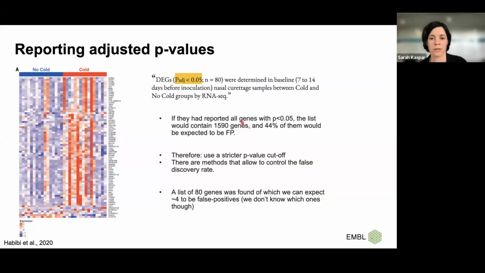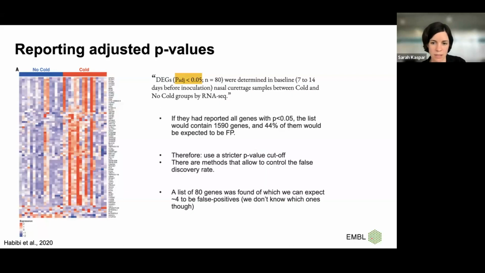So I looked a bit into that data set, and if these authors had reported all the genes with a p-value below 5%, then this list of genes that they found would contain 1,500 genes, and only half of them would be expected to be true positives. And one way to cope with this problem is just to use a stricter p-value cutoff and to lower the cutoff.